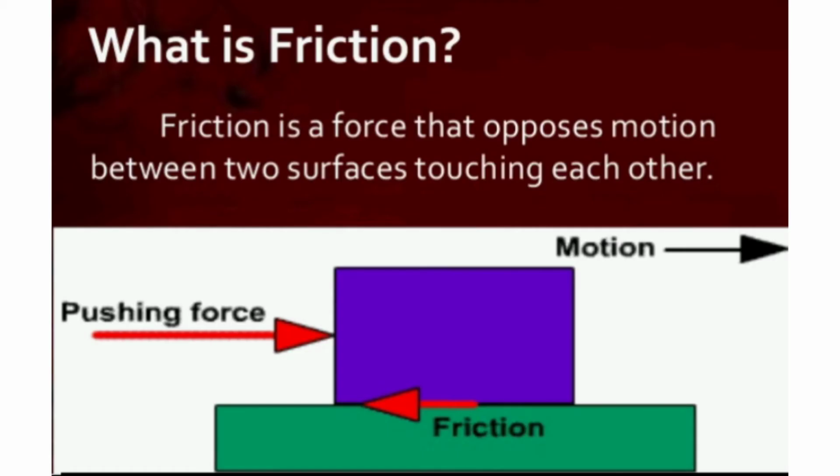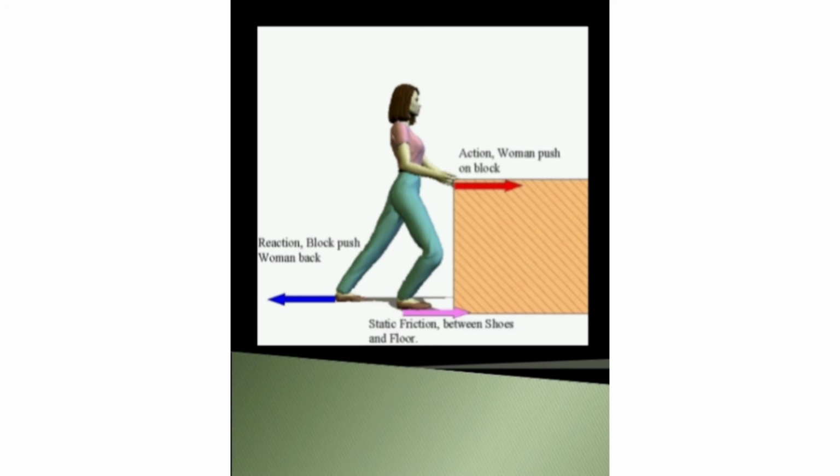Next type of contact force is friction. Friction is a force that opposes motion between two surfaces touching each other. The amount of friction depends on the force pushing the surfaces together. Close contact increases friction. Friction is what enables moving objects to come to rest.